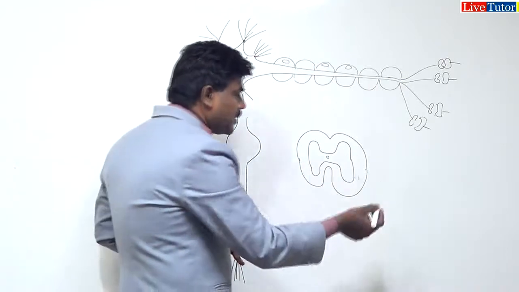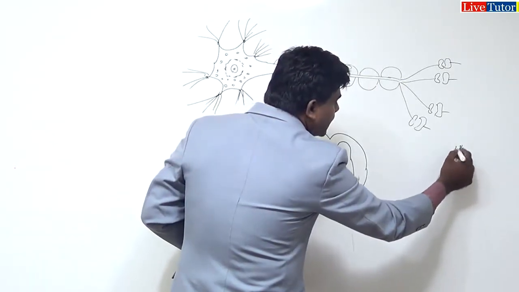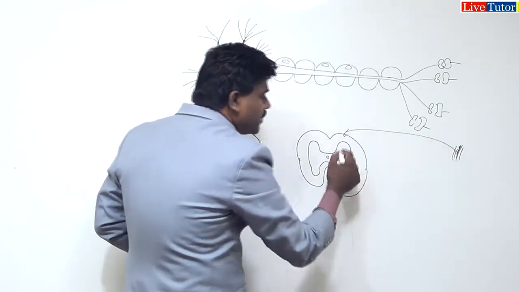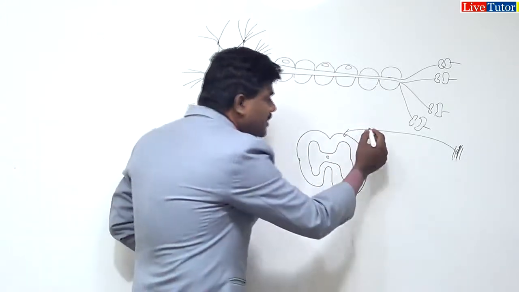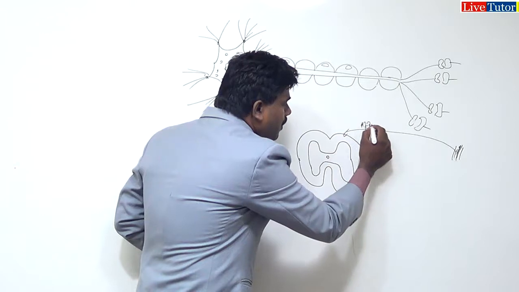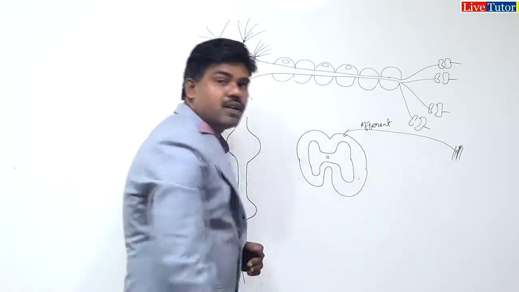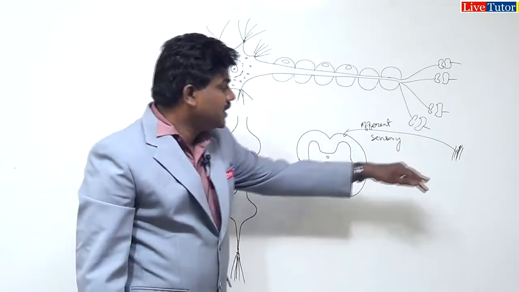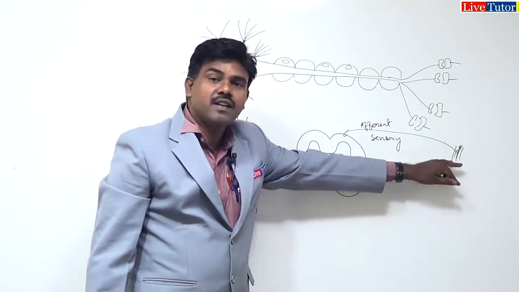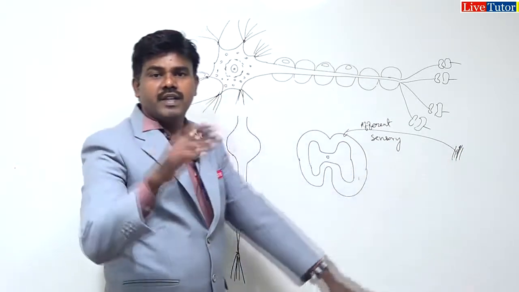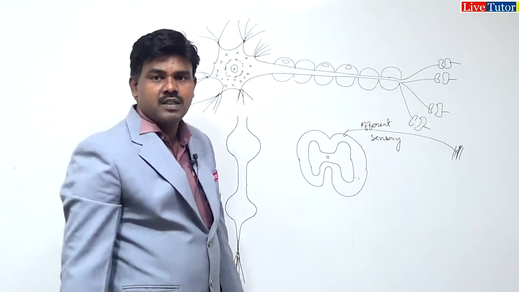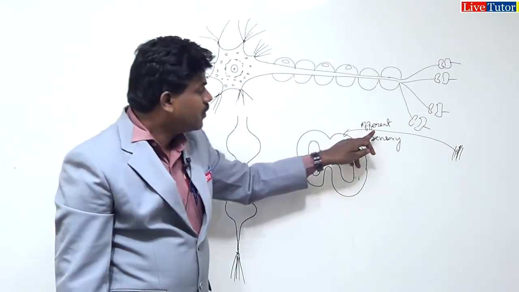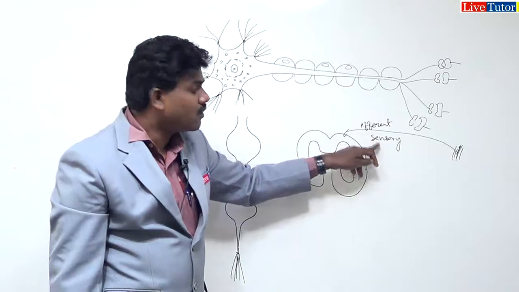For example, suppose there is a reflex action, and there is an organ. From the organ, a signal passes to the spinal cord by means of a neuron called the afferent neuron, also called a sensory neuron. The sensory neuron receives the signals from the effector organ. Suppose when we touch any object, the impulses pass to the spinal cord by means of the afferent neuron, also called a sensory neuron.